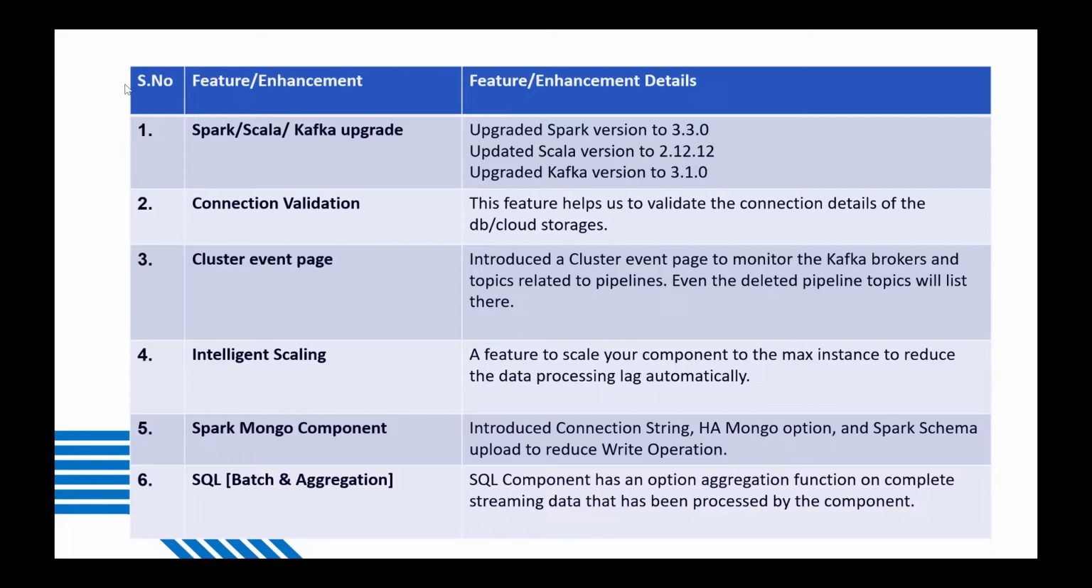Intelligent scaling is the next feature. So it is a way to scale up the processing speed of the components. A feature to scale your component to the maximum number of instances to reduce the data processing lag automatically. This feature detects the need to scale up the component in case of the higher data traffic.